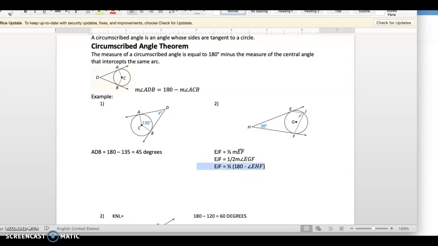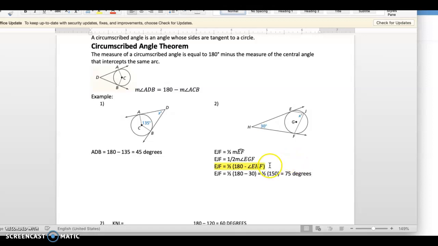This is really the only step you need to know in order to figure out an angle that is inscribed within a circle when you also have a circumscribed angle. You take the inner angle and you cut in half 180 minus the outer circumscribed angle. So if we quickly do that math, EJF is going to be equal to 1/2 of 180 minus 30, which is 1/2 of 150, which equals 75 degrees.